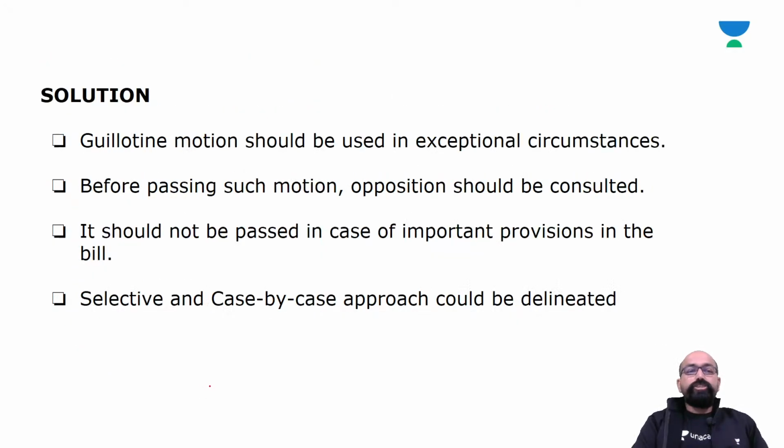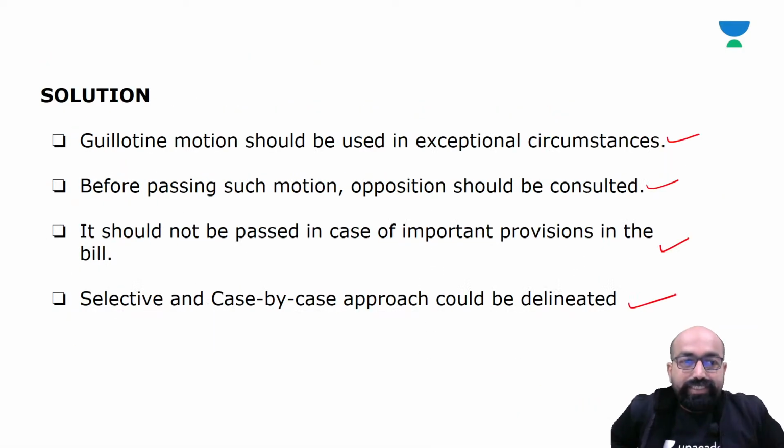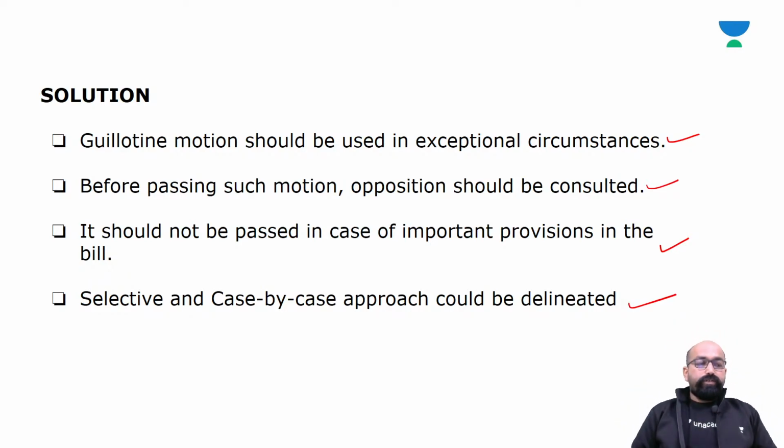Now, the solution for that. The guillotine motion should be used in exceptional circumstances. Before passing such a motion, the opposition should be consulted. It should not be passed in the case of important provisions in the bill. A selective and case-by-case approach could be delineated. So this is the solution with this guillotine motion.